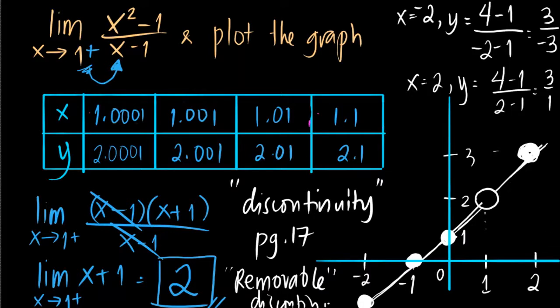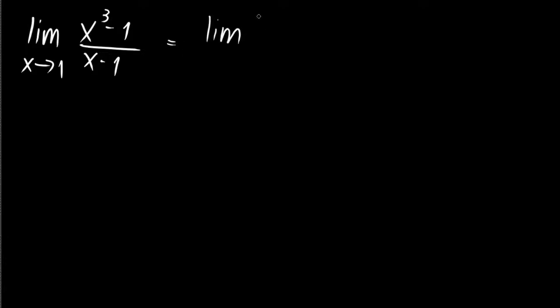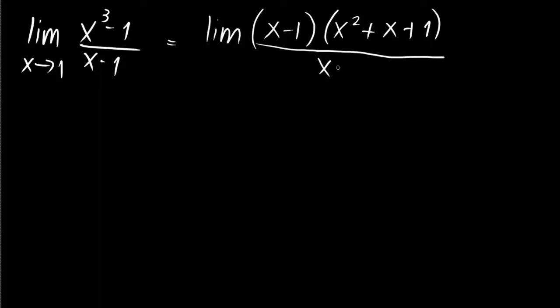So, let's try another one. This time, let's not plot. So, medyo practice kita gamay sa inyo nga ginatawag nga factoring. So, 1. Guys, what is the limit of x cubed minus 1 divided by x minus 1 as x approaches 1? With this, you can say that the limit of the factors of x cubed minus 1 is x minus 1 and x squared plus x plus 1, over x minus 1.